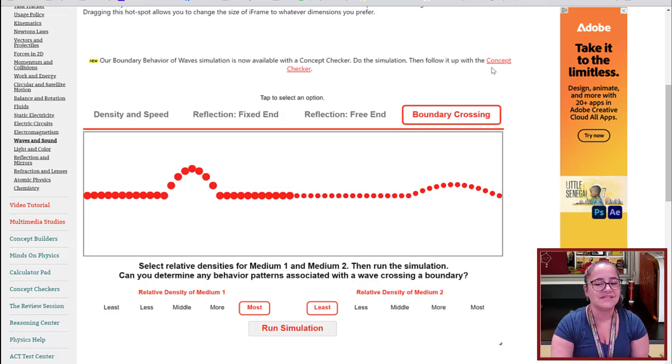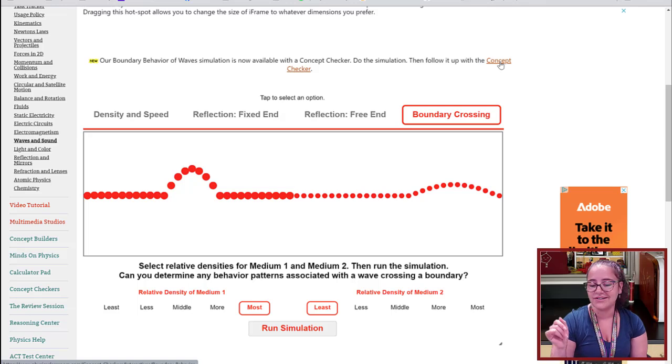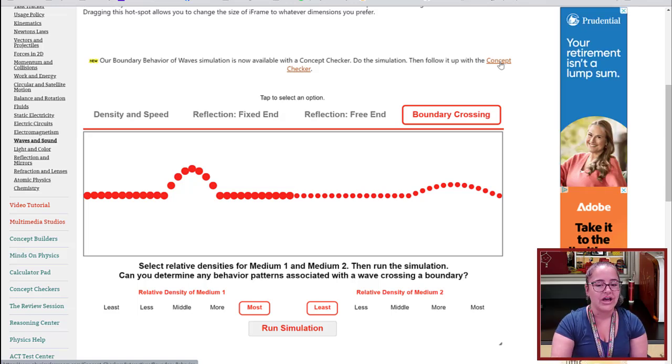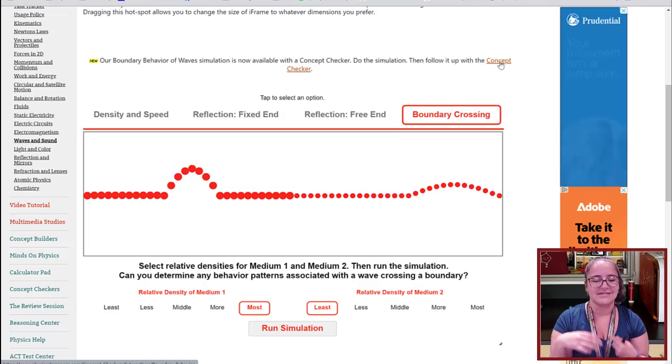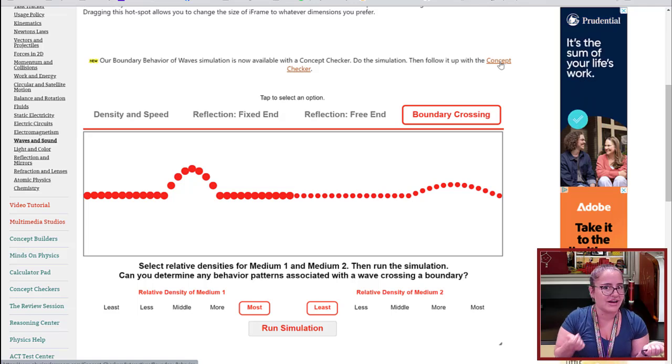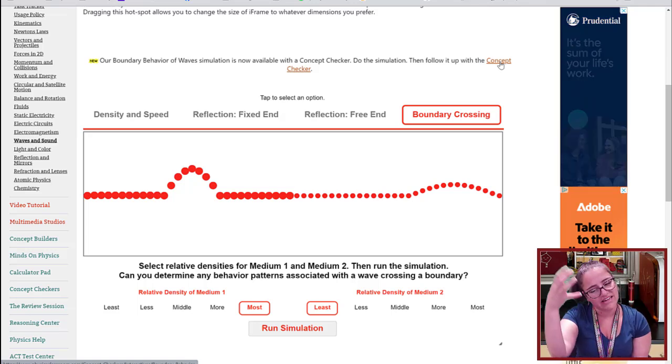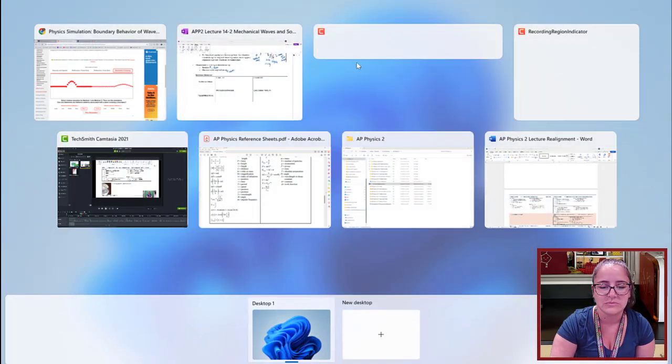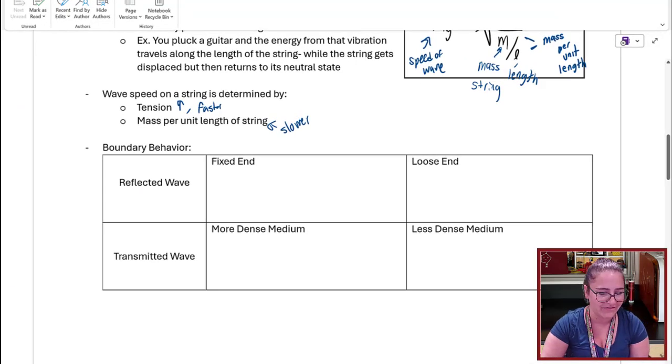Okay. Now, Physics Classroom also has a concept checker, which is a little game you can play to test your knowledge of this. So I recommend you play with it, test it, get this to sink into your brain. Those boundary behaviors. Okay, cool.